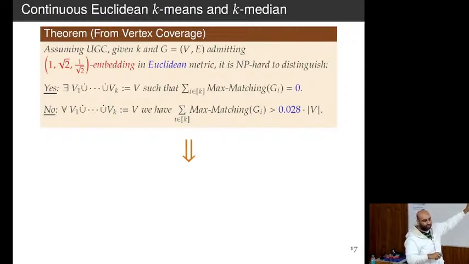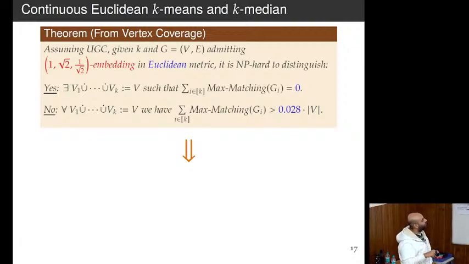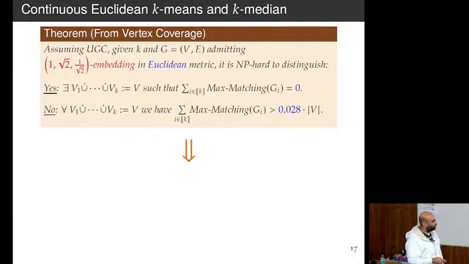And I'm going to show how you get this from the vertex cover problem. That given a graph which admits this 1, 1 over square root 2 embedding, which means non-adjacent things are at distance 1, adjacent things are at distance square root 2, and there is a center for every independent set at distance 1 over square root 2. In Euclidean metric, it's hard to distinguish. In the yes case, the max matching cost is 0. And in the no case, it's at least 0.028 times V. So there's some separation between the two.